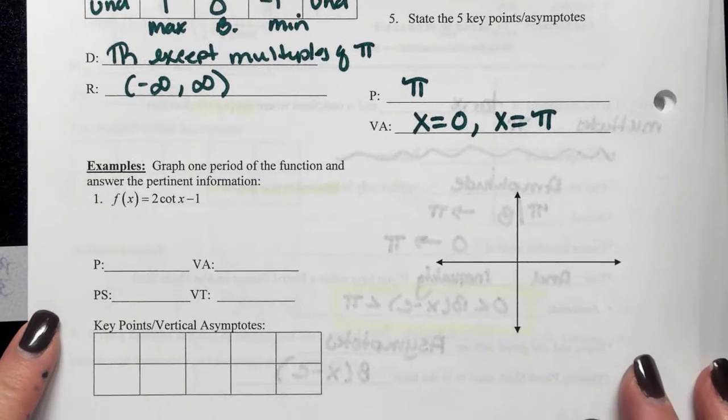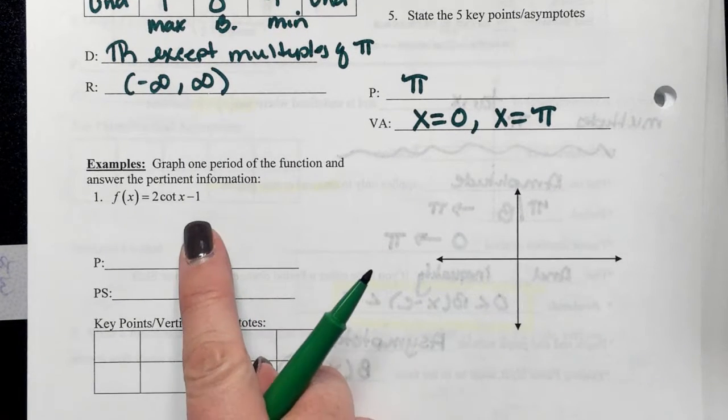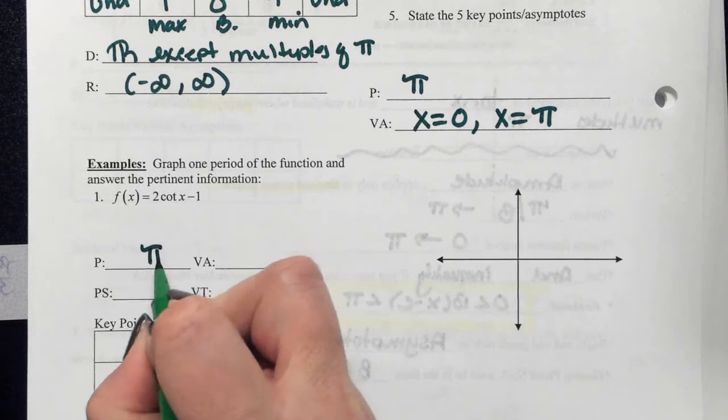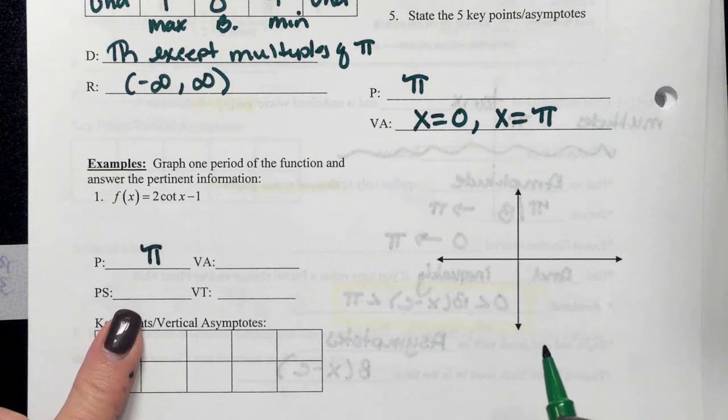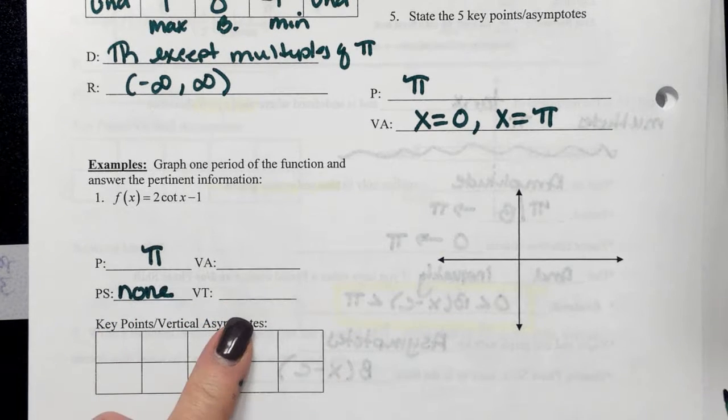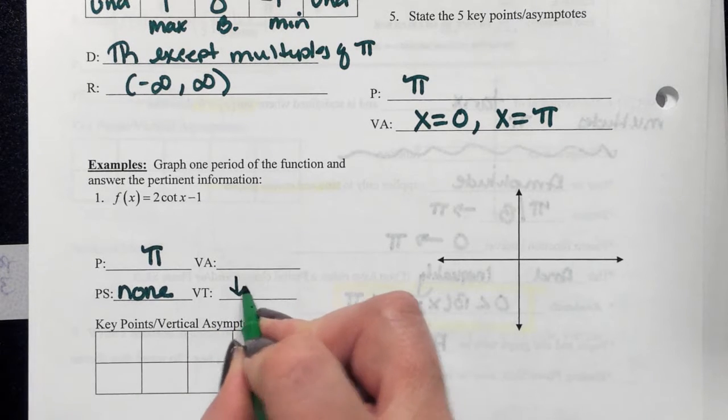So let's take a look at this example down here. What's the period for this cotangent? This period is what? Pi. Do you have a phase shift? No. Do we have a vertical translation? Yes. What are we going to do? We're going to go down one.